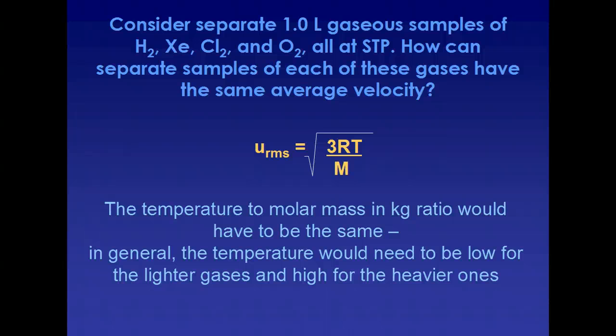You do not have to write everything down that I have here, but just something to keep in mind is that if you want gases to travel at consistent speeds and they have different masses, the temperature is going to have to be adjusted to account for that ratio of temperature to mass.